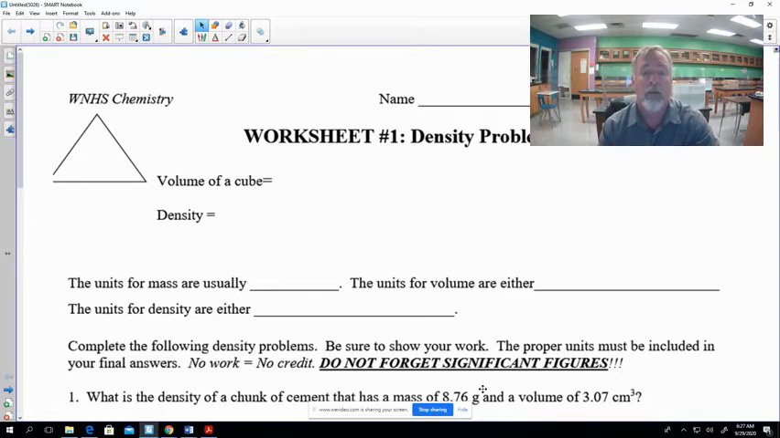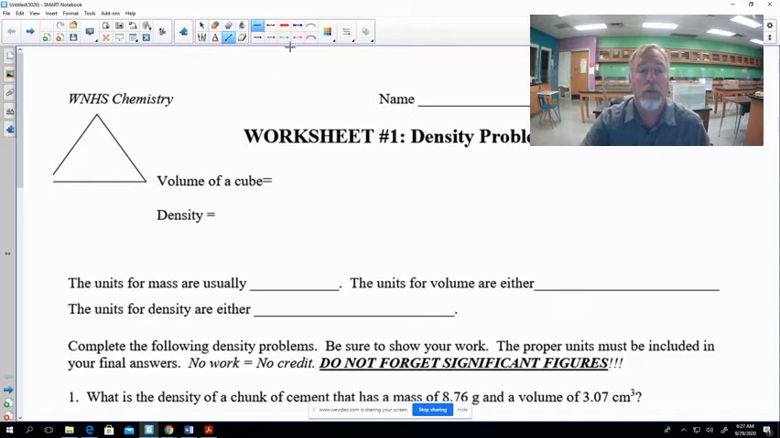Now, this is just working density problems. So it's just our 3 variables, density, mass, and volume. And I want to start right on into this. The first thing I want you to remember is our little triangle. If you're uncomfortable being able to rearrange the equation, please remember your little triangle.